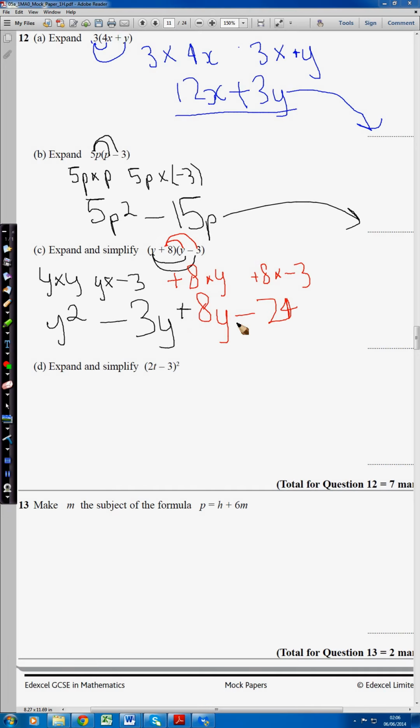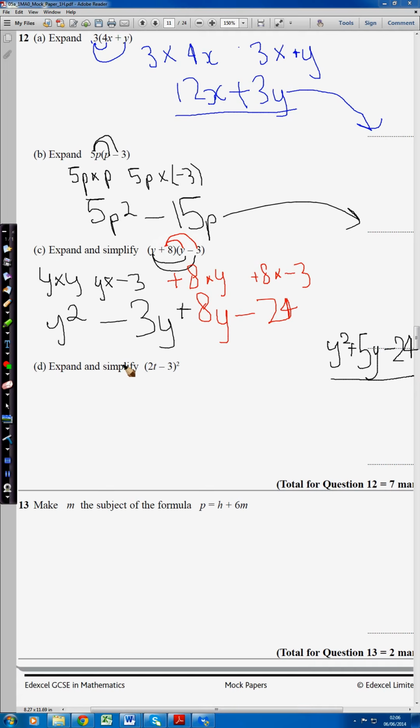Now, these two parts will simplify. Why? Because they are both y terms, like terms, can simplify. Y squared stays the same, and minus 24 stays the same. So we have a y squared in our answer. We have a minus 24 in our answer. And then 8y, take away 3y, will give you 5y. So that's our final answer.